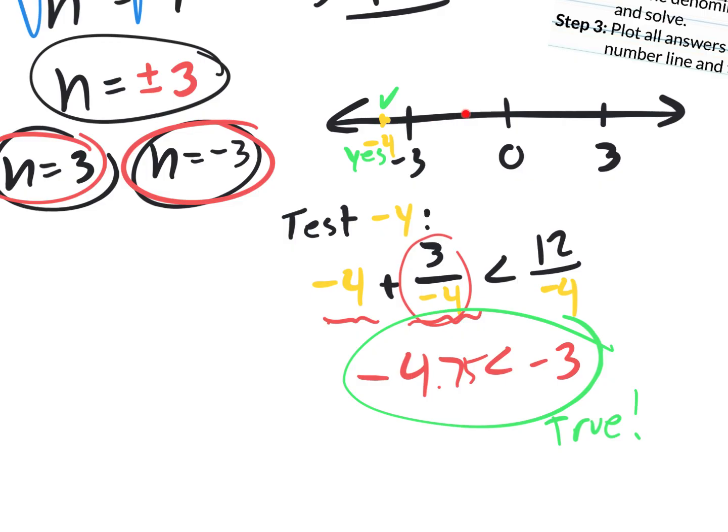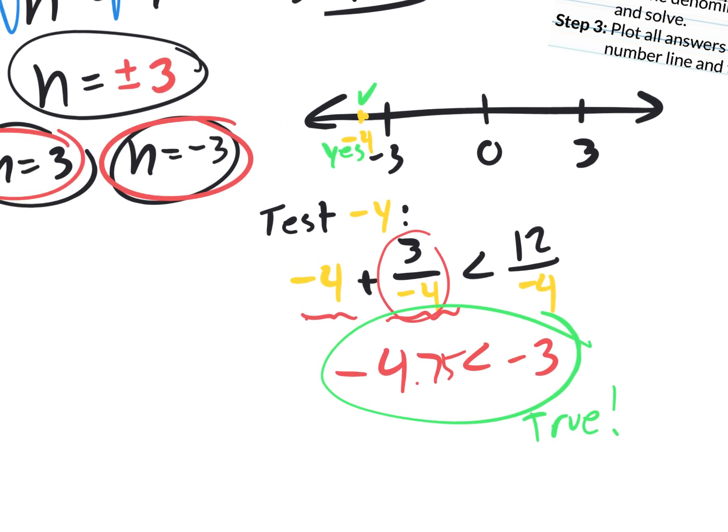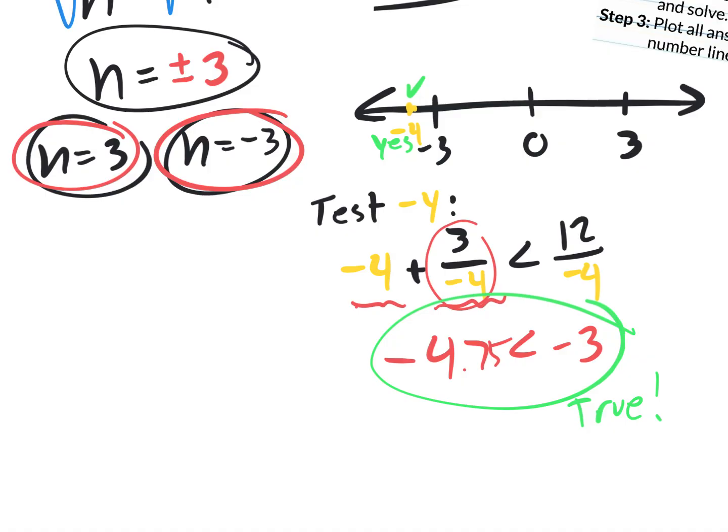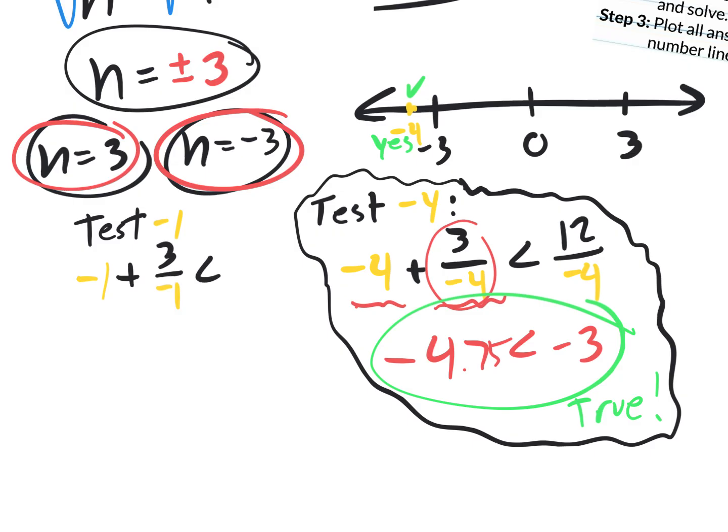So now let's test a value that's between 0 and negative 3. Pick a value. Negative 1 looks great to use. And I also like to circle my work for where I'm testing certain values. So here I'm going to say test negative 1. And once again, you're just going to rewrite it, but where the negative 4s used to be, you're now going to plug in negative 1s. So that will be negative 1 plus 3 over negative 1, which should be less than 12 over negative 1.